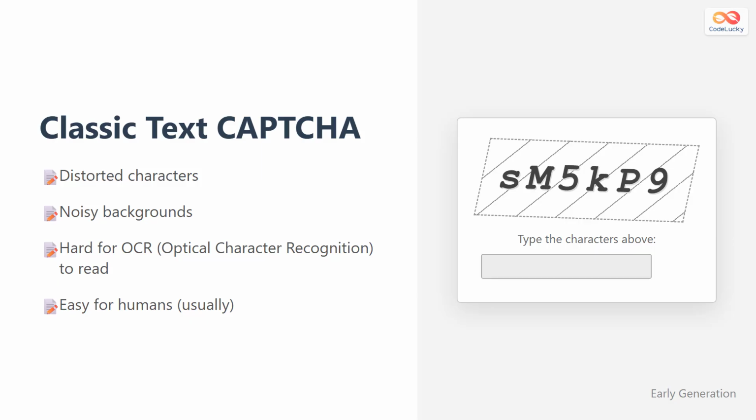You probably remember the early days of CAPTCHA. These were images of distorted text. The letters were warped, stretched, or covered in digital noise. The idea was that humans are very good at pattern recognition and can decipher the letters despite the distortion. However, computer vision software eventually became too smart. Machines learned to read this text almost as well as humans could, rendering this method largely obsolete.